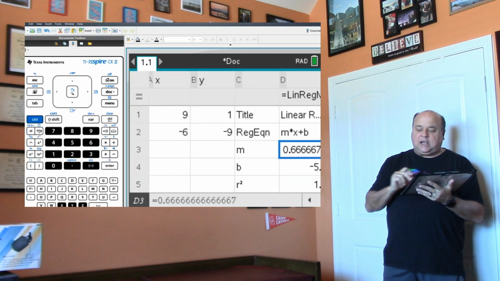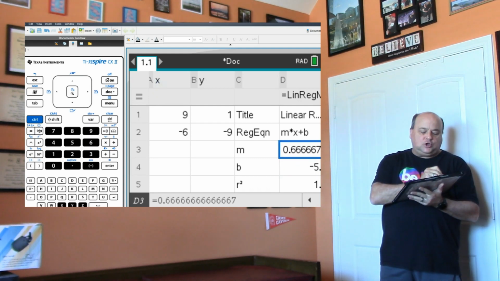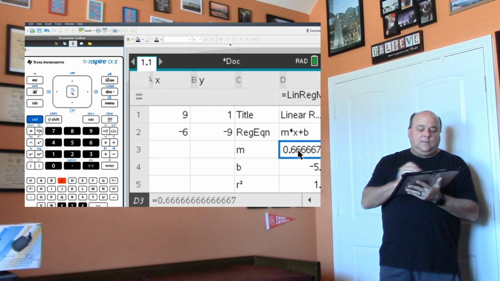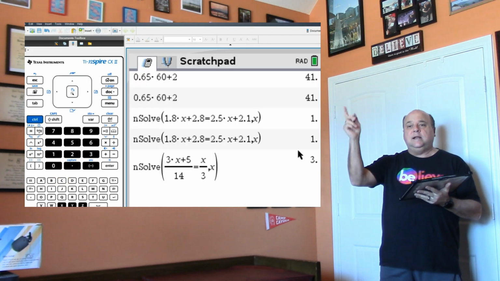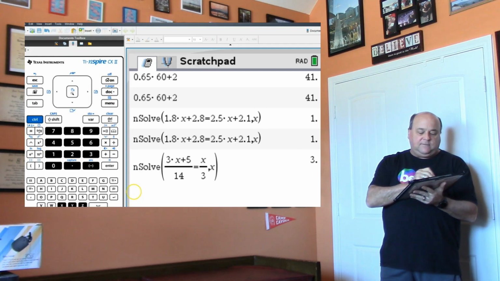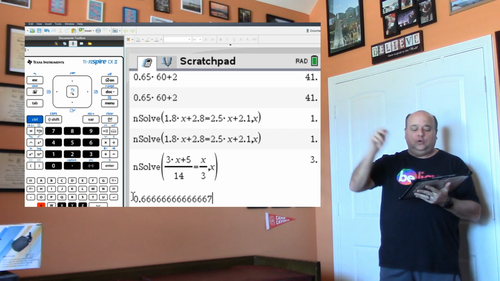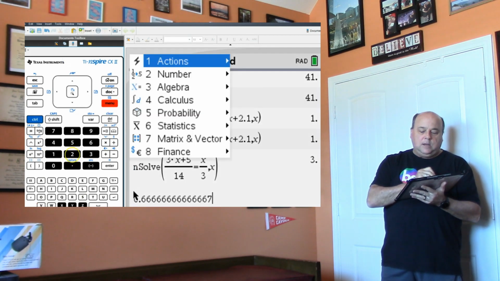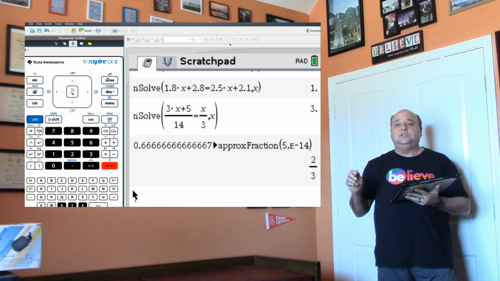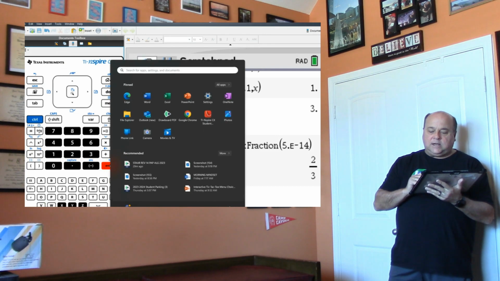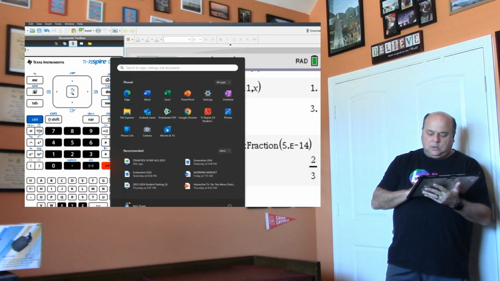Now then, I'm going to show you how to copy and paste. So put the blue box over the 0.666. Hit Control C, that means copy. Then hit Home, A to calculate. Make sure the cursor's down at the bottom left, Control V, and now that I got my number, menu, number, approximate to fraction, enter, and that's going to turn into 2/3. So go to my calculator one more time. I got 2/3. Okay, so I'm going to go to here.